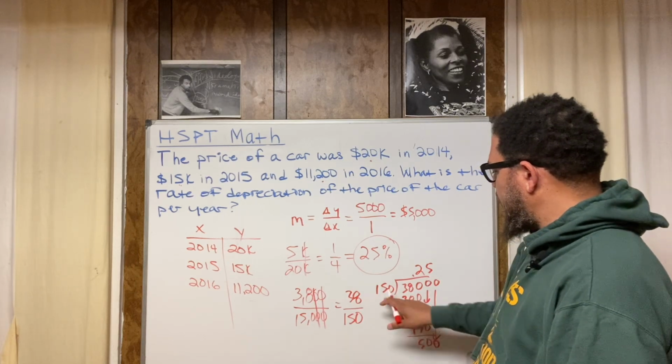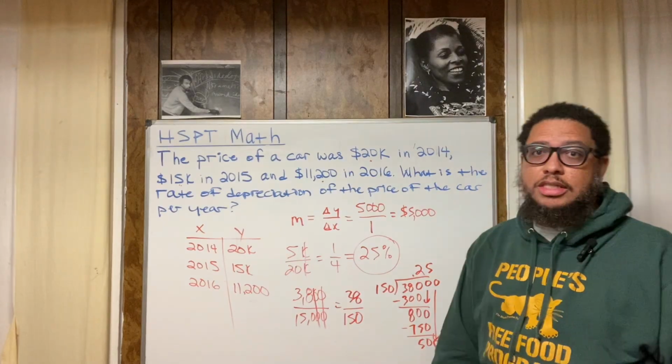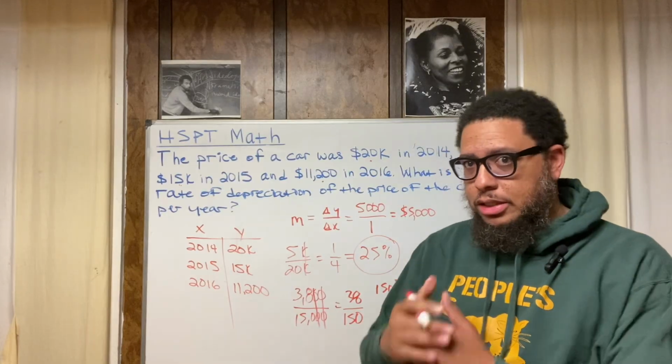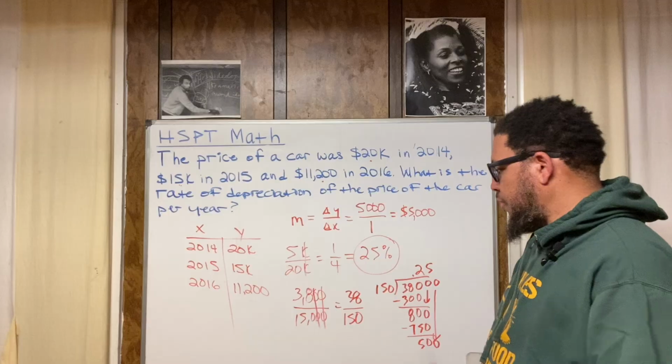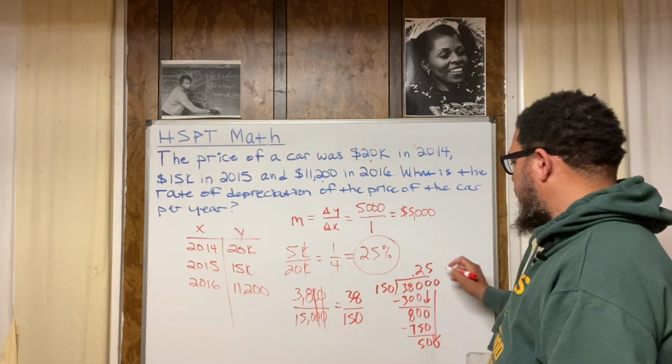That's going to be 0. So how many times does 150 go into 500? 3, because 15 times 3 is 45. So 150 times 3 is going to be 450. That's as close as we're going to get to 500. If we do 4 times 150, that's going to put us over 500. That's going to take us to 600. We don't want that. So this is a 3.